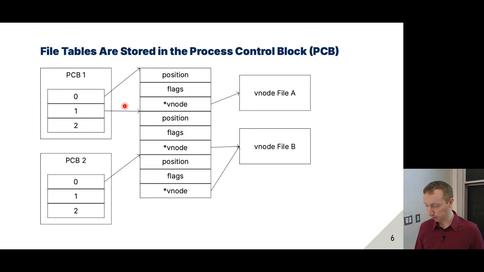Two things pointing at the same one and modify where it's pointing with an offset, that would modify both the processes? Yeah. So this is where it gets complicated with forks.